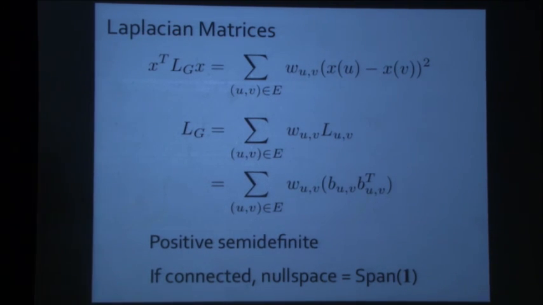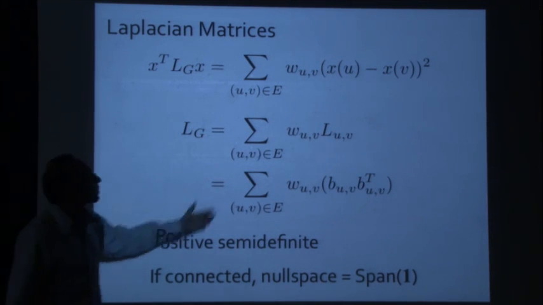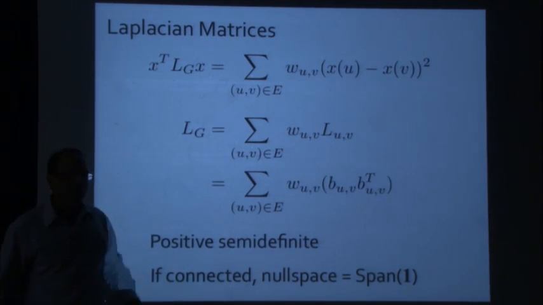This tells us many things about the Laplacian. First, as a matrix, it's positive semi-definite. That just means all of the eigenvalues are non-negative. And that just follows because this quadratic form is never negative when we plug in real numbers.